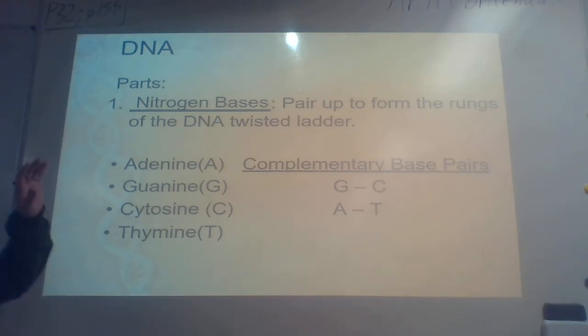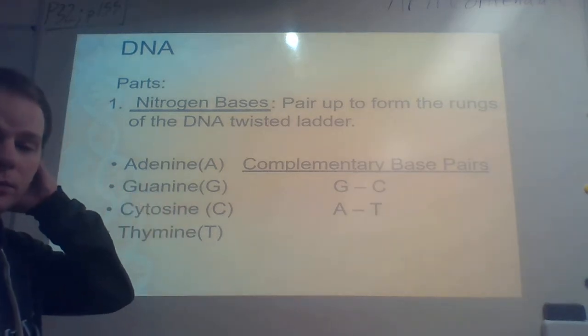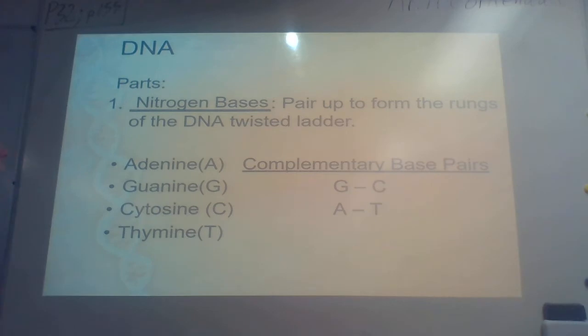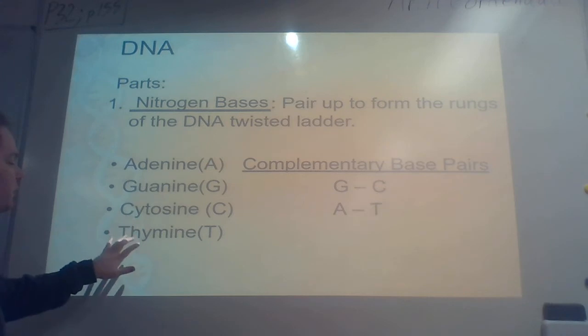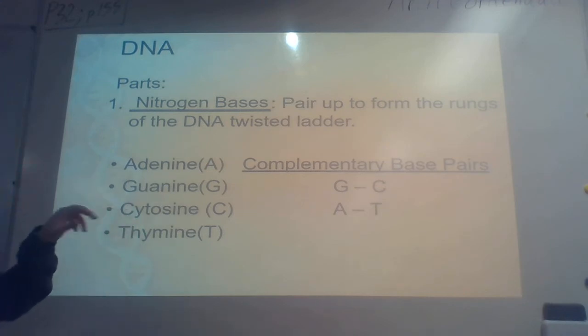So each of those 3 parts has some variance in it. So that's what we're going to look at next. There are 4 different things that can be one of the bases, or the rungs that pair up. They pair up for the rungs of the ladder. Adenine, guanine, cytosine, and thymine, or A, G, C, and T, are the way that they pair up.